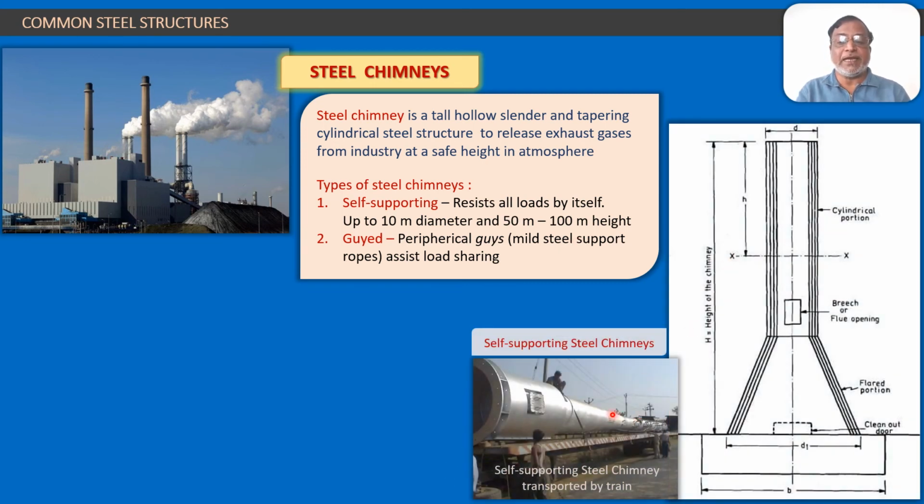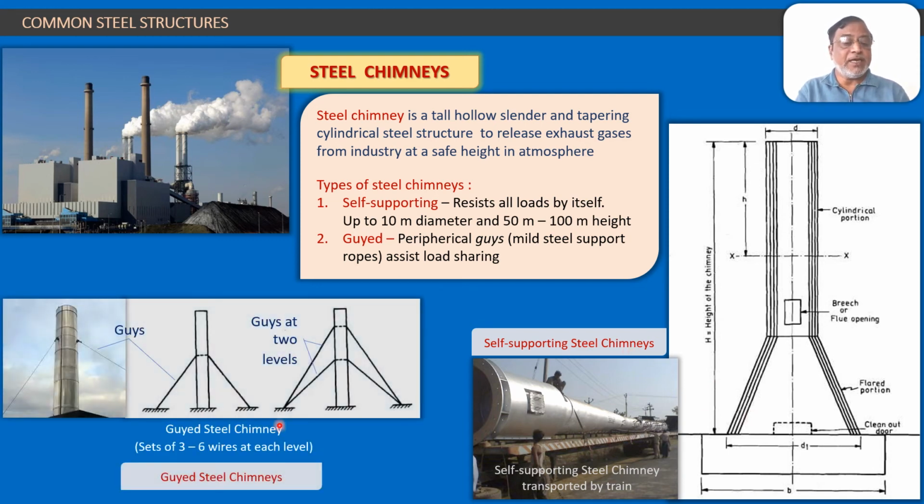Here we can see an example of a self-supporting steel chimney. In this picture, you can see that a huge self-supporting chimney is being transported by a railway train. And here you see this chimney erected in the form of a diagram. So the chimneys you see in this picture are also of the self-supporting type. So the next type, as we said, is a guide chimney.